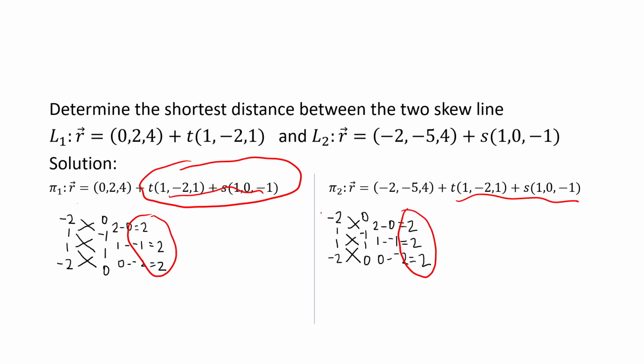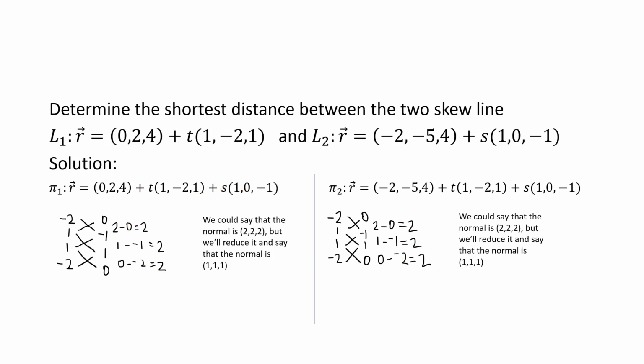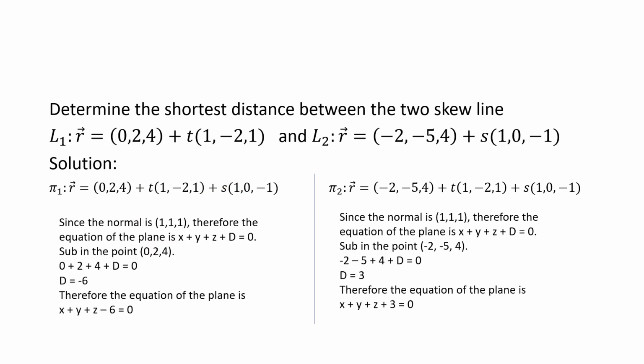So what we've got on both the left side and the right side is that the normal of the plane is (2, 2, 2). So since it's a normal and we're trying to get a Cartesian equation, we'll consider it to be (1, 1, 1). And so what we can do then is on the first plane, we see here that we've got a normal vector of (1, 1, 1). So the equation of our plane is x plus y plus z plus d equals 0. We're going to sub in the point (0, 2, 4) and solve for d and get -6. So we've got the plane x plus y plus z minus 6 equals 0.